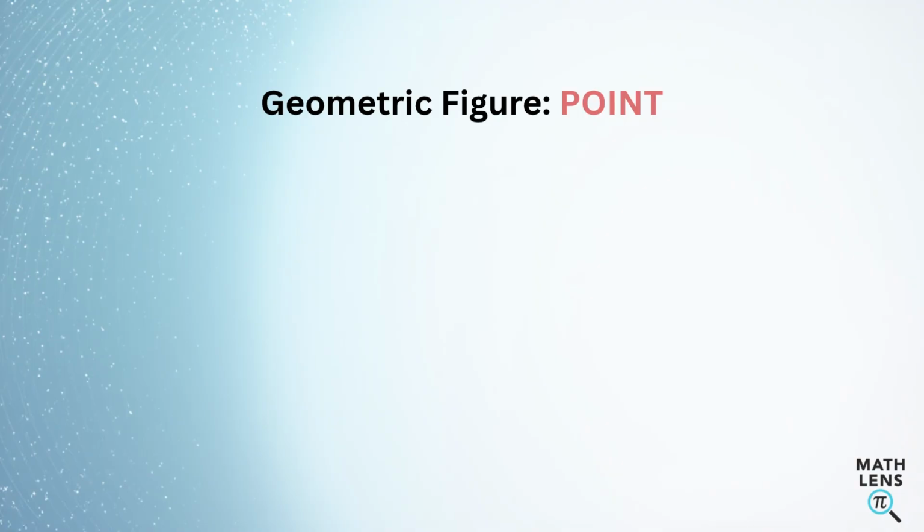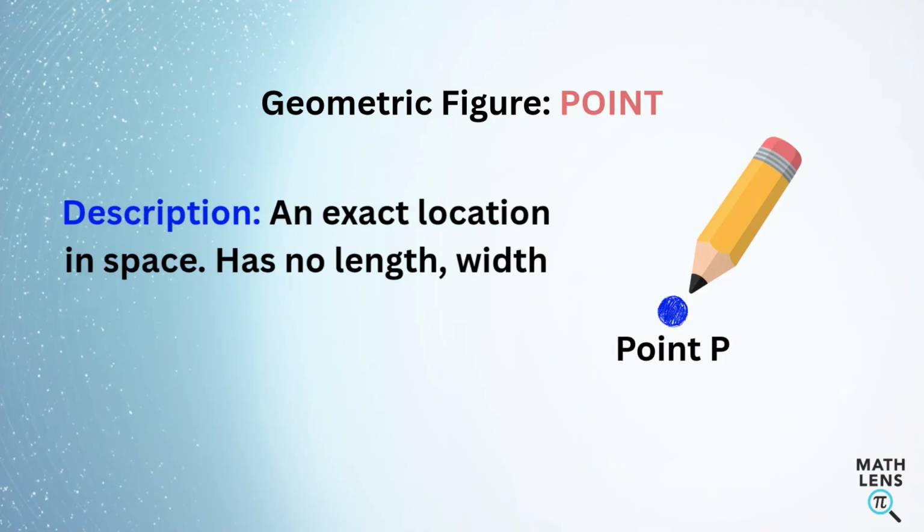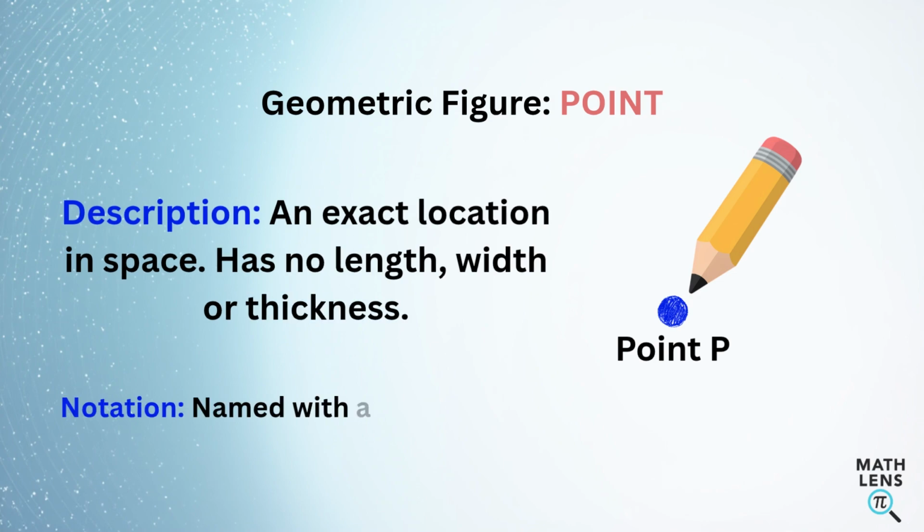Let's start with the point. A point, denoted here as point P, represents an exact location in space. It's important to understand that a point has no length, width, or thickness. It's essentially a marker or a dot on a page. In notation, we use a capital letter to name a point.